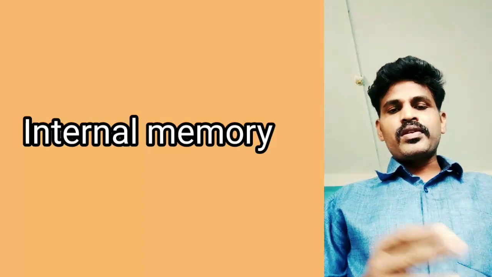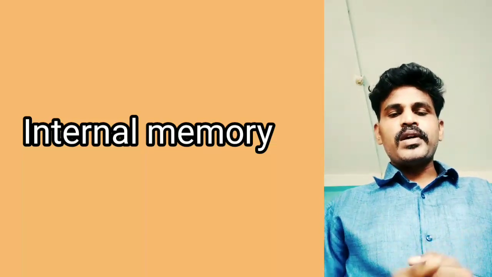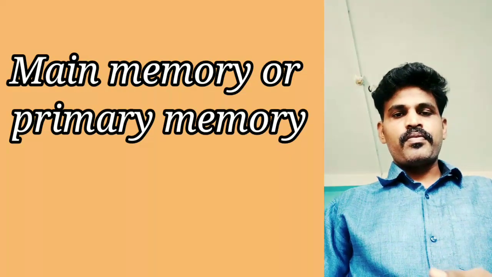Memory is divided into two categories, the internal memory and external memory. The internal memory is the main memory of your computer system. It can be accessed directly by the processor. It has fast storage and is smaller in respect to the external storage devices. Other names are main memory and primary memory.